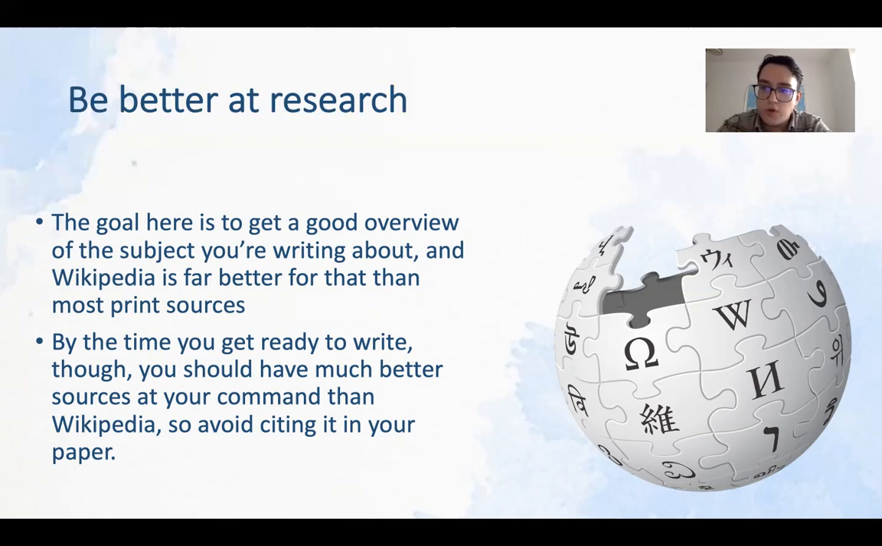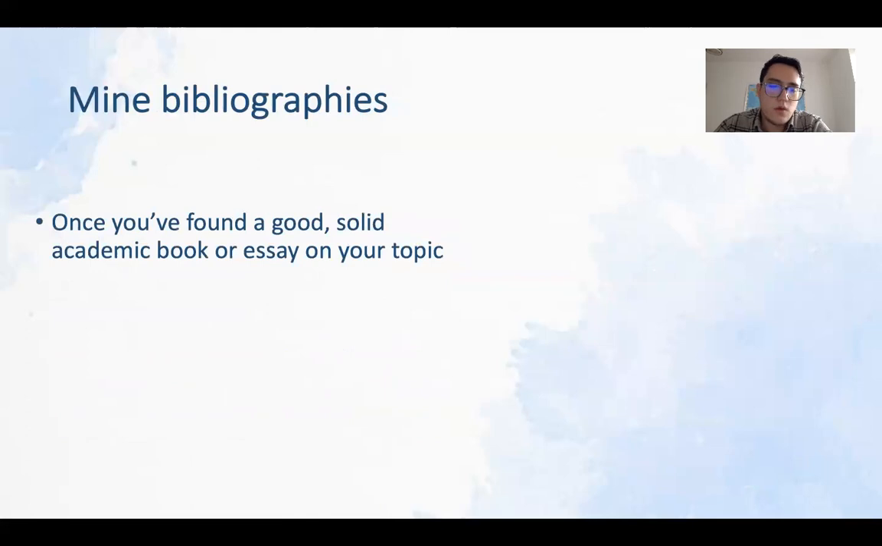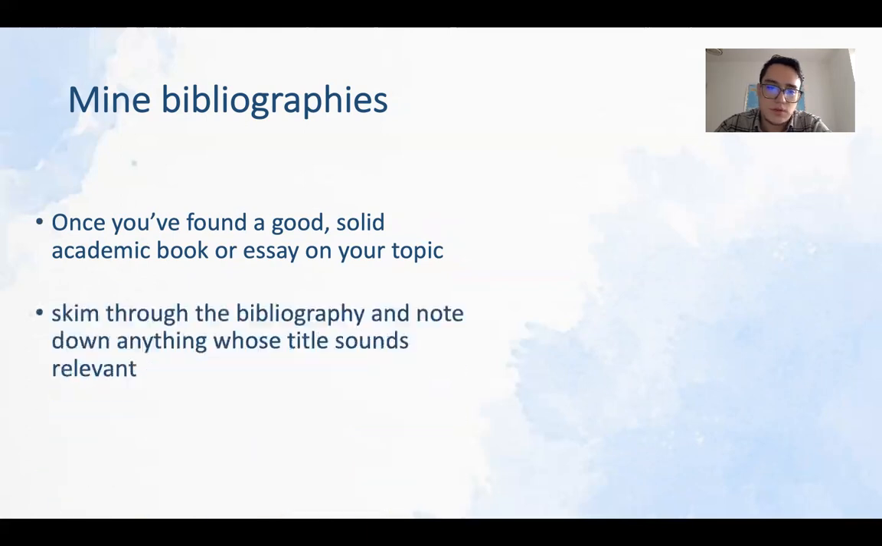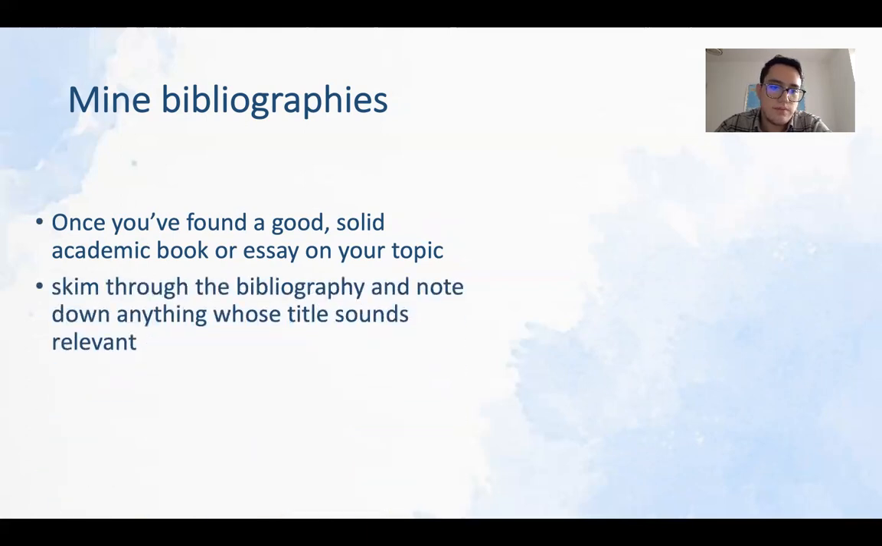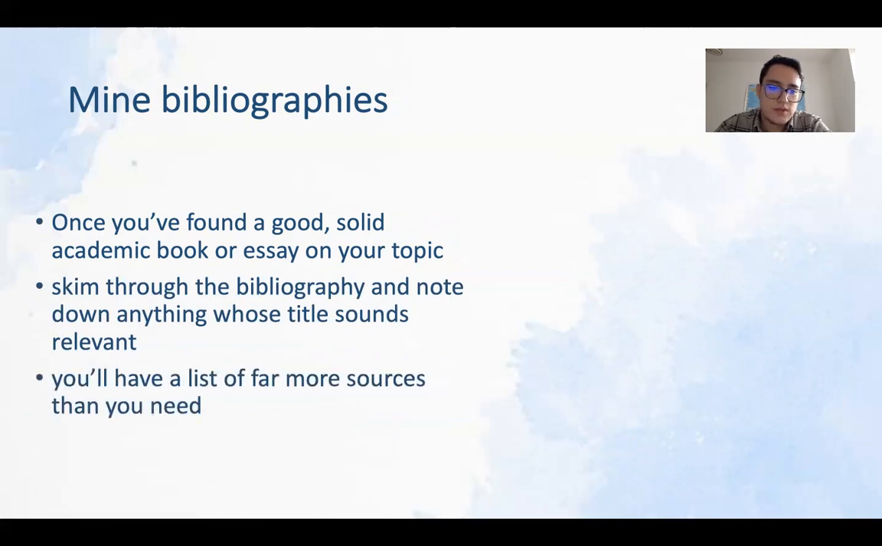So you read it first. First you read it, and then you think, what did they talk about? And you can write that down. Once you found a good, solid academic book or essay on your topic, skim through the bibliography and note down anything whose title sounds relevant. You'll have a list of far more sources than you need.